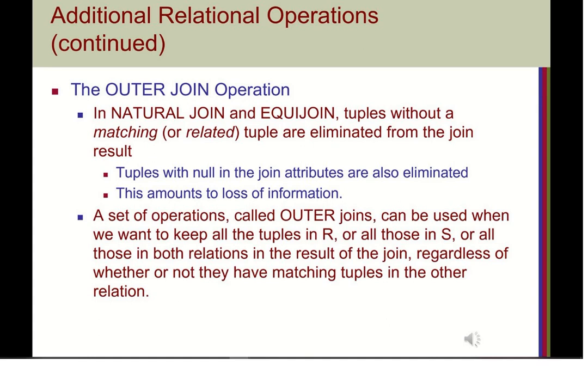The outer join operation. In natural join and equijoin, tuples without a matching, or related, tuple are eliminated from the join result. Tuples with null in the join attributes are also eliminated. This amounts to loss of information. A set of operations, called outer joins, can be used when we want to keep all the tuples in R, or all those in S, or all those in both relations in the result of the join, regardless of whether or not they have matching tuples in the other relation.